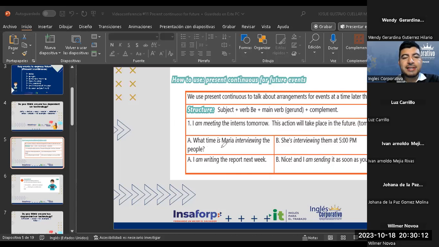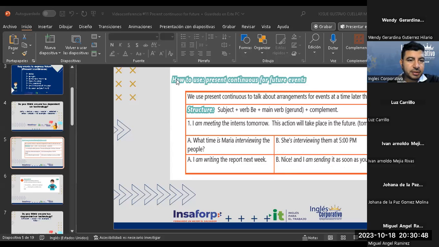Tenemos aquí, what time is Maria interviewing the people? ¿A qué hora María va a entrevistar a las personas? She is interviewing them at 5 p.m. Ella los va a entrevistar a las 5 p.m. I am writing the report next week. Voy a escribir el reporte la siguiente semana. Nice. And I am sending it as soon as you finish. Le dice, qué bien. Entonces voy a enviarlo tan pronto como tú termines.